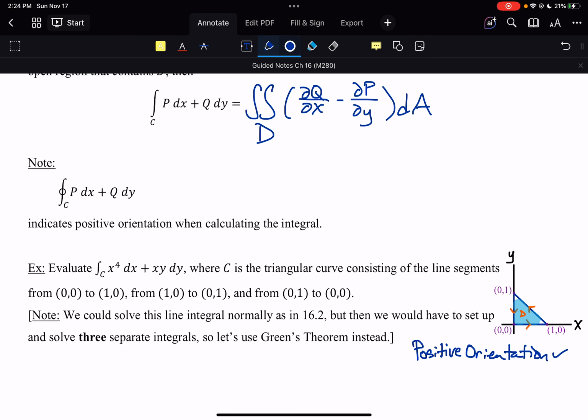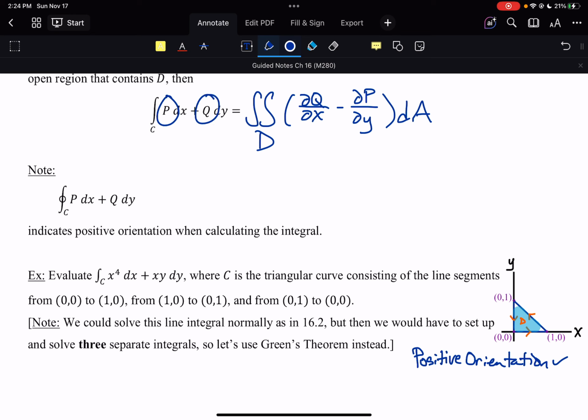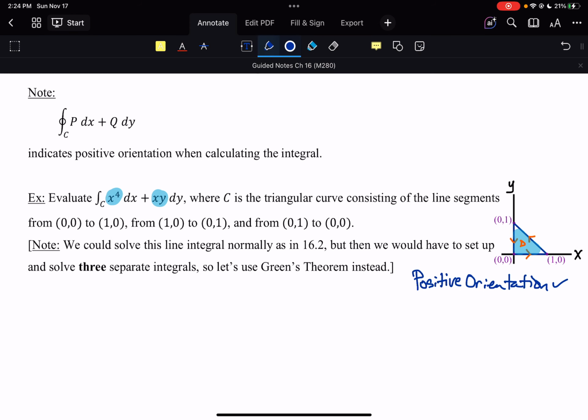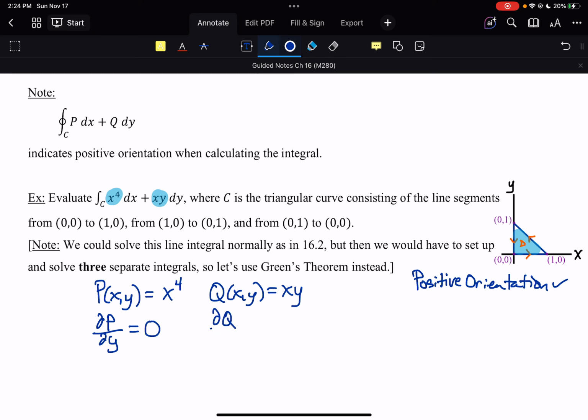So to set up using Green's theorem, we're going to need P and Q so that we can get these partial derivatives. So in this problem, that's P and that's Q. P of x, y is x to the fourth. Q of x, y is x times y. And then we need the corresponding partials. So partial P with respect to y is nothing, zero. Partial Q with respect to x is y.